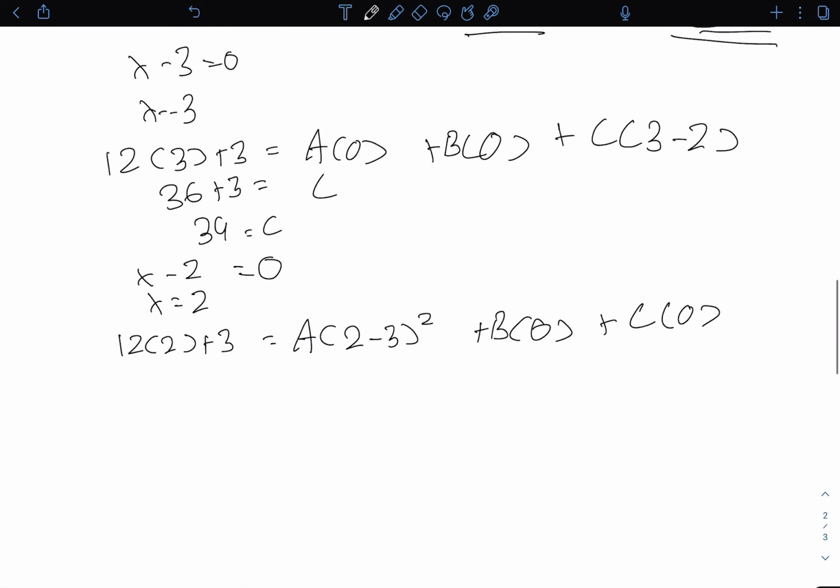So 24 plus 3 equals a, because negative 1 squared is 1. So a equals 27. So far we've only found the values of a and c. How do we find the value of b?